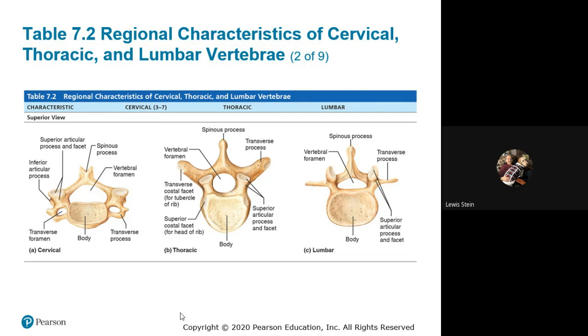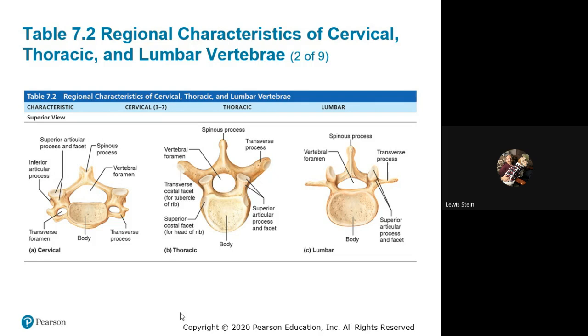All right. So the first ones are unique. They function as a unit. C1 and C2. This is C1. It's known as the atlas. And famously, Atlas held up the Earth. So it's like this. The occipital condyles sit on the condyles of the atlas. The axis, we spin on our axis.